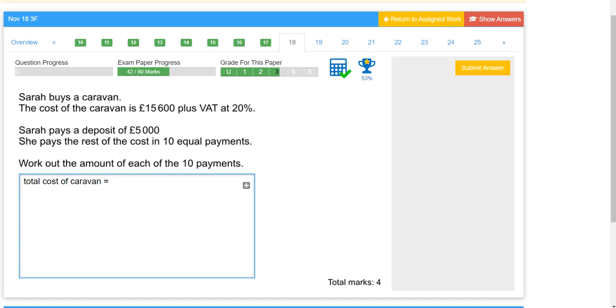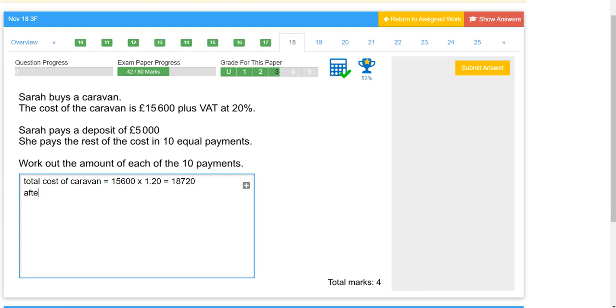So I could work out 10% and then 20% and then add it to 15,600, or I can do the shortcut. I can say it's that times 1.20, because that would be 100% plus an extra 20%. If I put it into my calculator, 15600 times 1.2, that tells me the new total cost after VAT is £18,720.